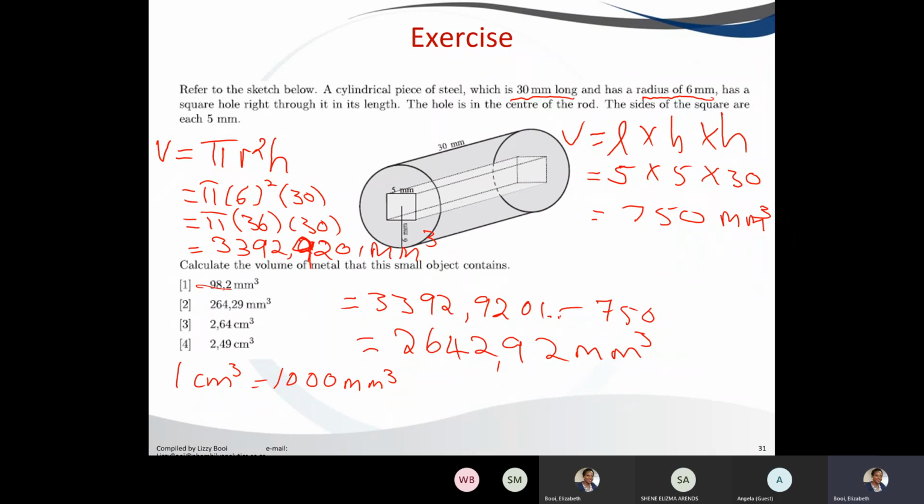So 1 centimeter cubed. If I write all the numbers together, actually I must not use that, because I've run out of time as well. So you will have to convert from millimeter cubed to centimeter cubed and see if you get one of those two. Sorry, not the first one, because the second one is not right.